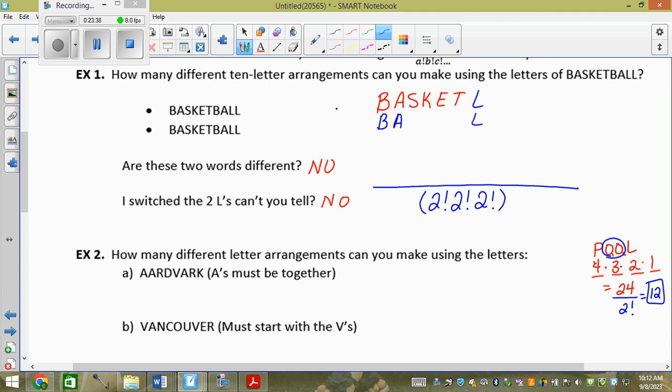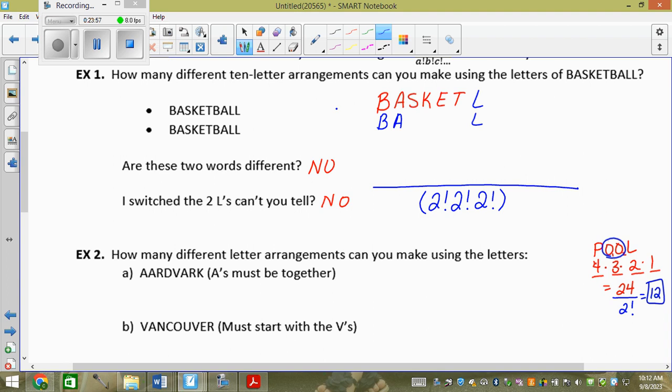Okay? Some people say, well, can't I just say 6 factorial? No. Because 2 factorial, 2 factorial, 2 factorial is 2 times 2 times 2, which is 8. 6 factorial is 720. Dividing by 8 or 720 is very different. So 6 factorial you would only use if you had 6 letters that were the exact same. Does that make sense to you?